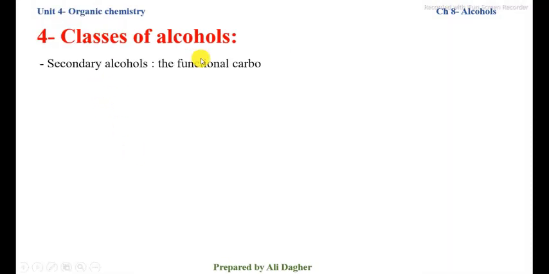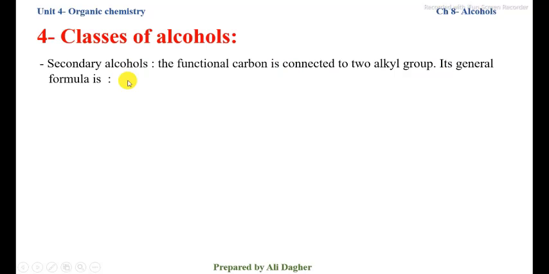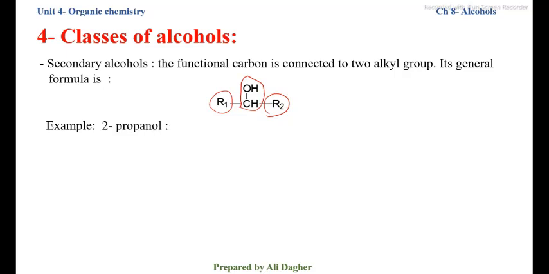Secondary alcohols, the functional carbon is connected to 2 alkyl groups. Its general formula is R1CHOHR2. This is the functional carbon with the hydroxyl group. This functional carbon is connected to 2 alkyl groups, then it is secondary alcohol. Example, 2 propanol, CH3CHOHCH3. This is the functional carbon connected to alkyl group, CH3 from one side and CH3 from the other side, then this is a secondary alcohol. The position of the OH in secondary alcohol is different than 1. That means 2 alkanol, 3 alkanol, and so on.